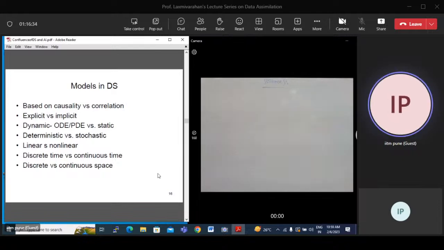But what is a discrete space model? In probability theory, we have the so-called Markov chain. That's called a finite state Markov chain. They operate in discrete state and discrete time. So you can see the model characteristics can be one of many. I can have a causality-based explicit model given by an ordinary differential equation, which is deterministic, which is nonlinear, which operates in continuous time and continuous space. So if you give me a model, I can pick all the properties from this list to describe what specific subclass of model is of interest to me.